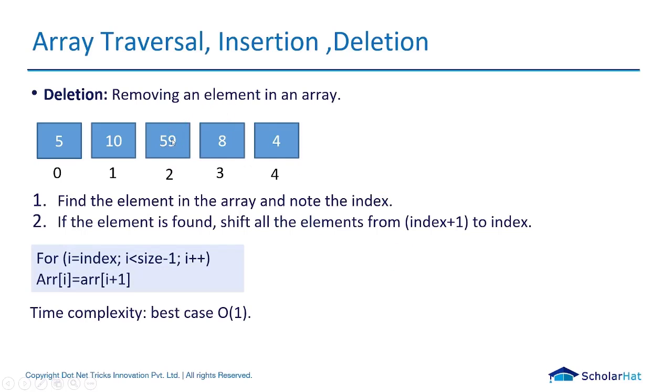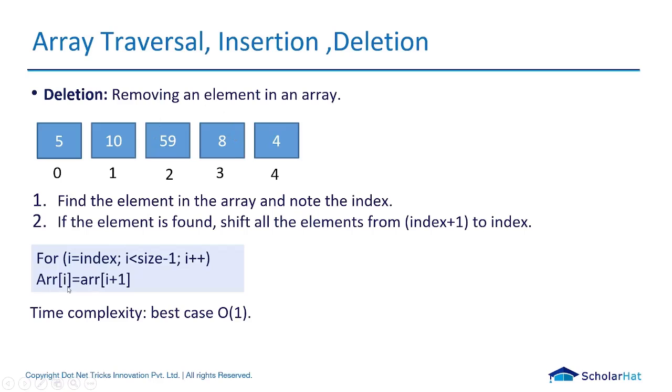So let's say we want to delete 59 from here. What I have to do? We have to assign this 8 value to this position. Basically we are not deleting it, we are just assigning the value to the previous position. So here you see array of i plus 1 value assigned to array of i. If i is 2, then i plus 1 is 3, right? So the 8 value will be assigned to 59.